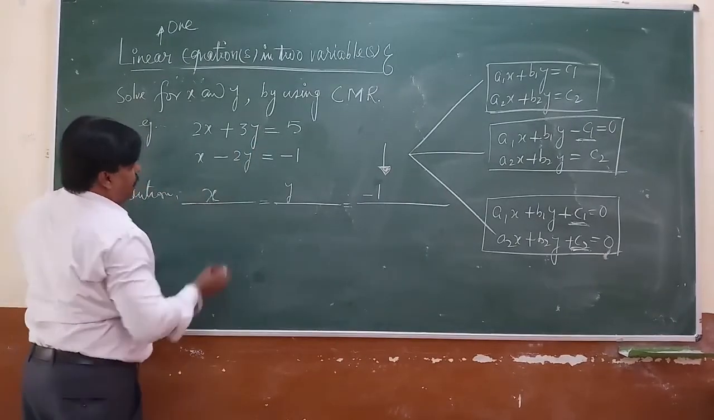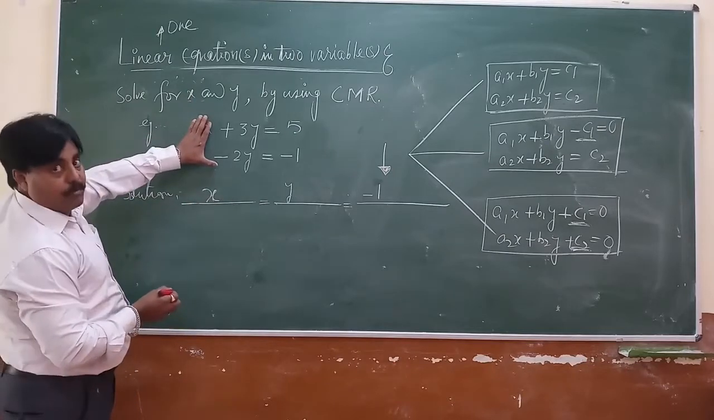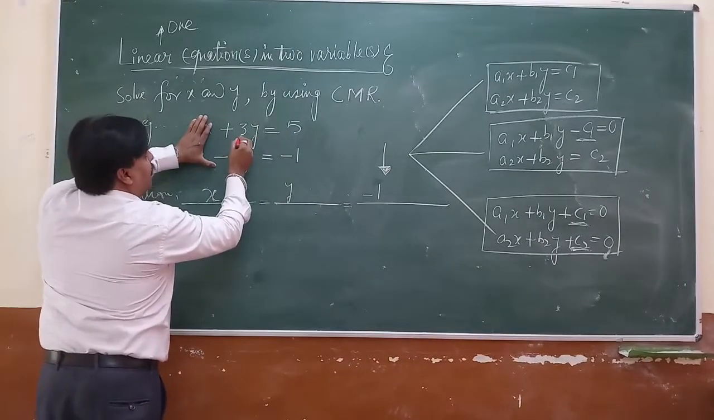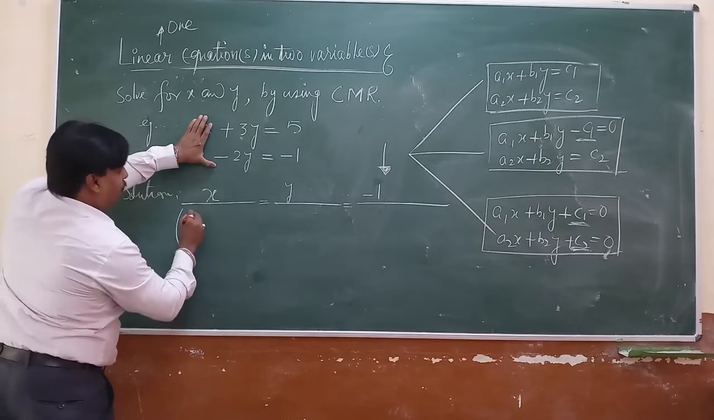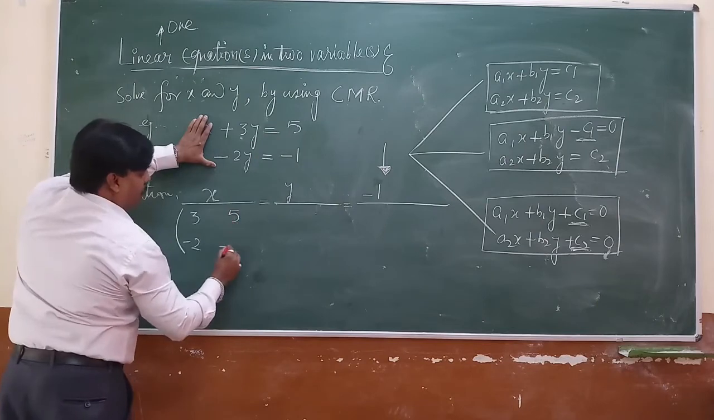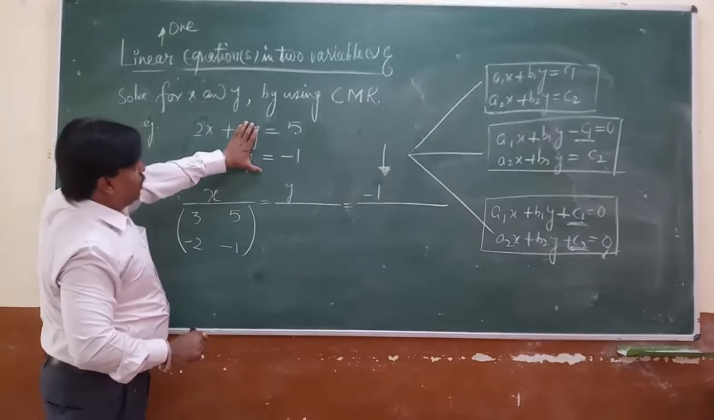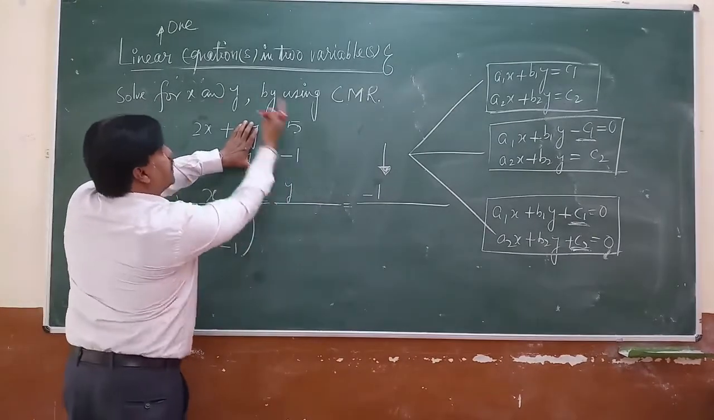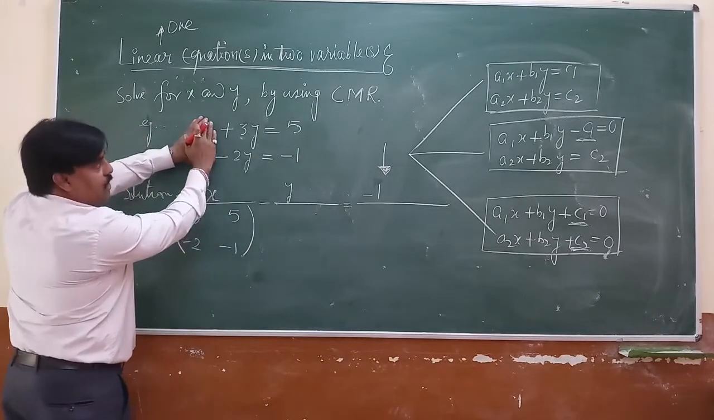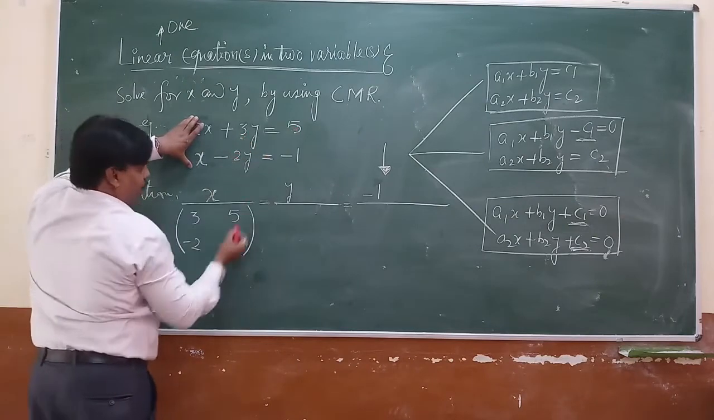Now, for this x, if you want to write for x, what will we do? We will hide the x terms, and the rest of the coefficients we will write here along with the sign. Here it is plus 3, minus 2, 5, minus 1. This is for x. Now for y, we will hide this term, but we will move in a cyclic order. Remember, if you are going to write for x, we hide the x term. Then we write the coefficients of y here: plus 3, minus 2, 5, minus 1.